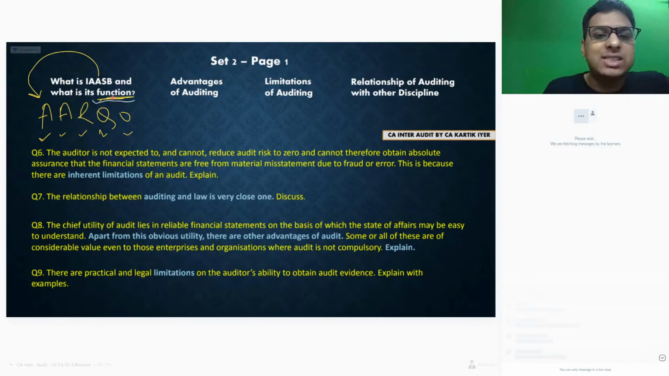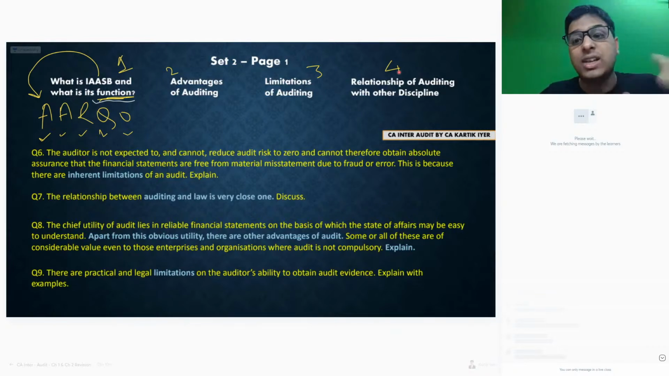Second answer is advantages of auditing. Third answer is limitations of auditing. And fourth is the relationship of auditing and other disciplines. Okay. Now, how do you understand this part also? Very simple. Advantages of auditing, what all it can be.